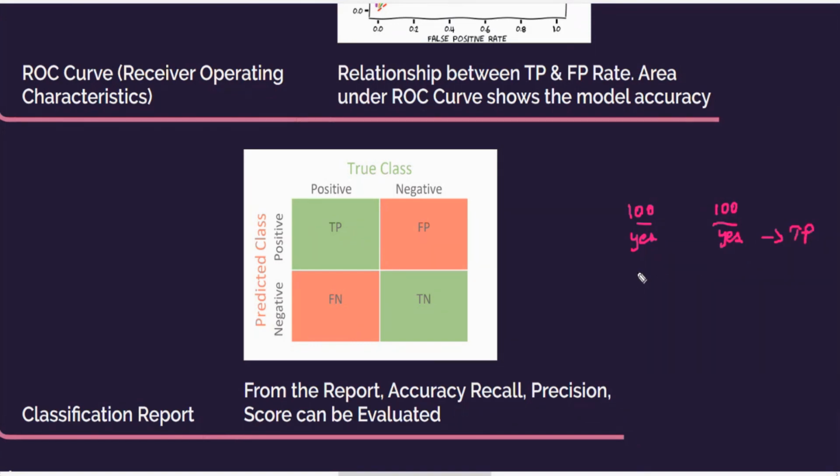False positive means the person is not having cancer, no cancer is there, but our model is saying the person is having cancer. Then we call it a false positive. False negative means the person is having cancer, but our prediction is saying the person is not having cancer. Then we call it a false negative. Then if the person is not having cancer and our model is also saying the person is not having cancer, then that is a true negative.